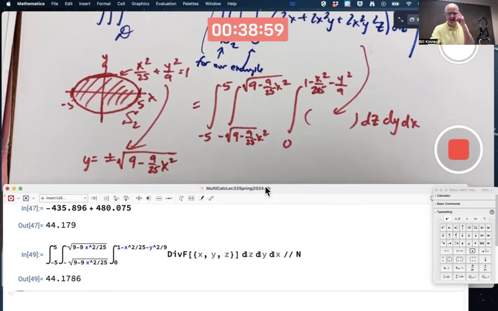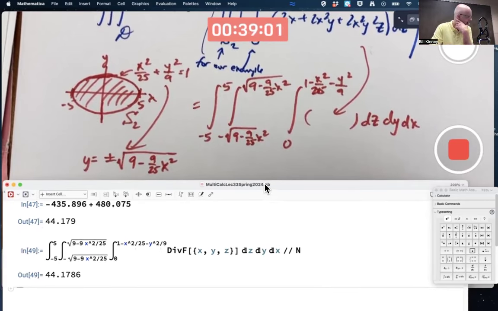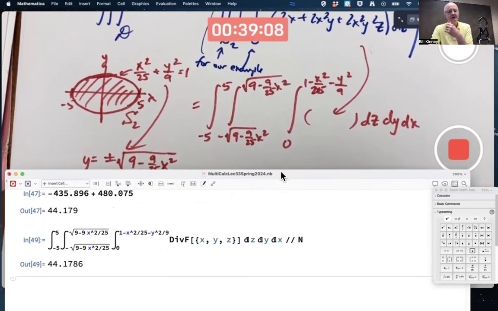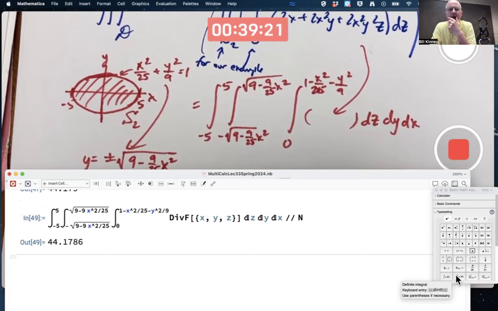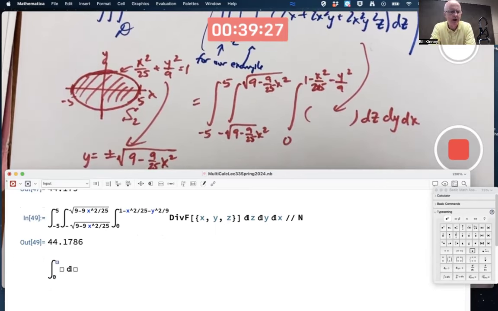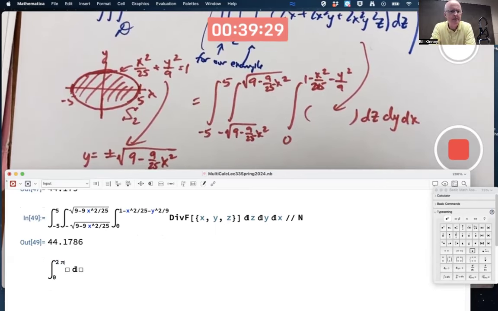Could this be done in, say, cylindrical coordinates or spherical coordinates? If we had to do it by hand, would it be easier or harder? Let's try cylindrical coordinates. dV is r dr dz d theta. It's going to be easy to describe in cylindrical coordinates. Let's give it a try. See if I can do it in my head. Theta going from 0 to 2 pi.